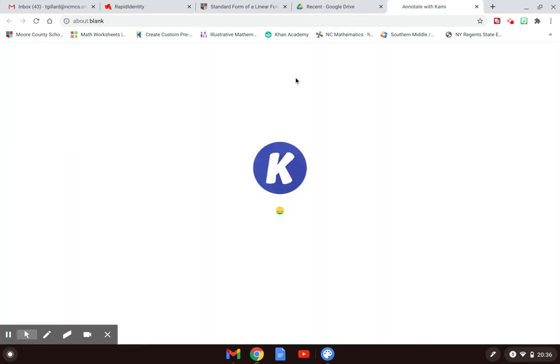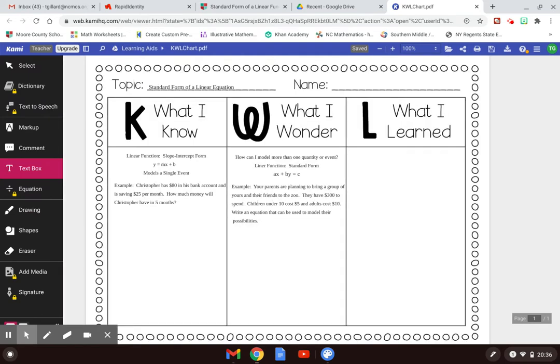So when you look here at this KWL chart, like all KWLs, it first begins with what it is that you already know. Our topic is the standard form of linear equation, or the standard form of linear function. Remember, equation and function most of the time can be used interchangeably. What we already know and have been working with for the past few weeks is the linear function in slope-intercept form, the model y equals mx plus b. And we use that particular model when we want to model a single event.